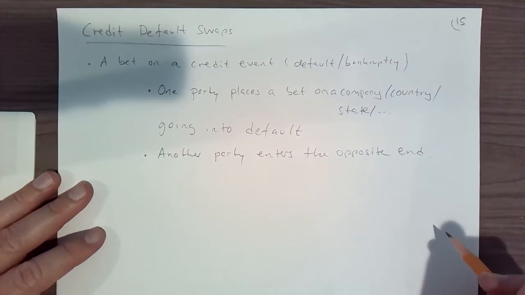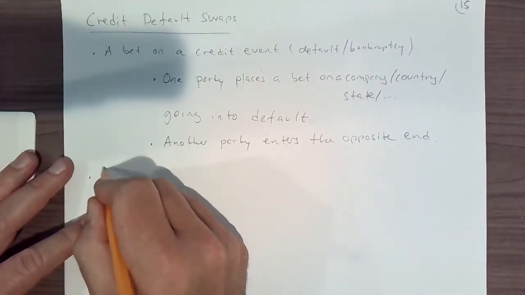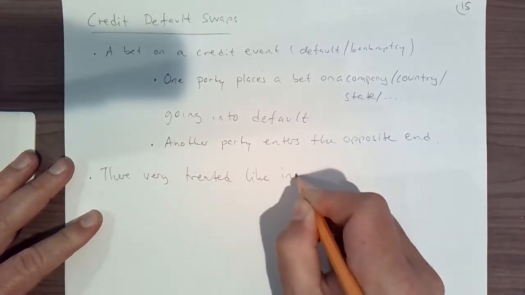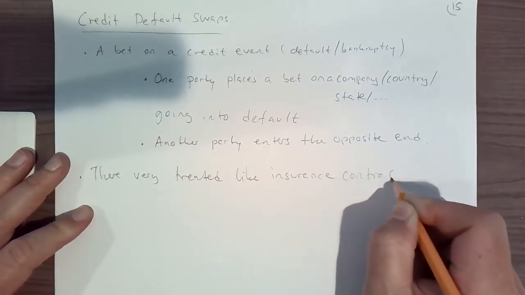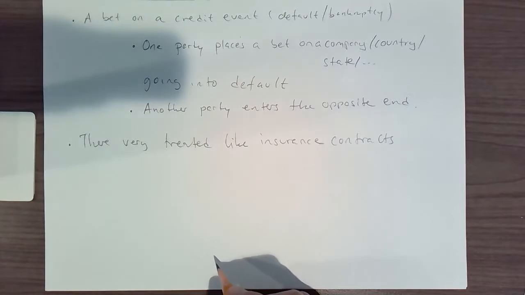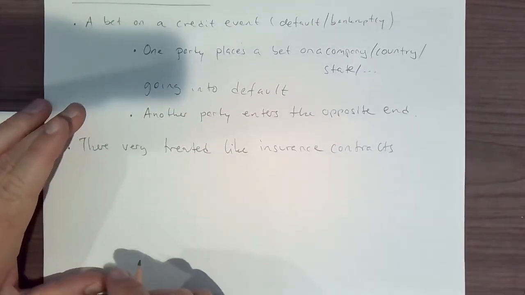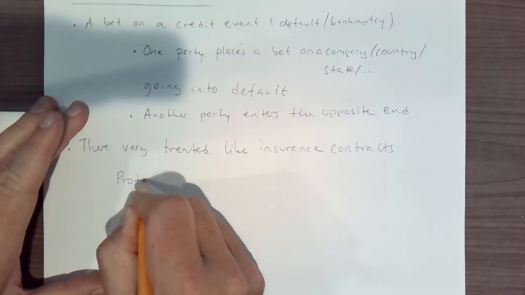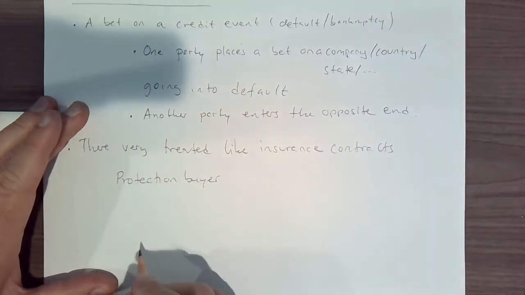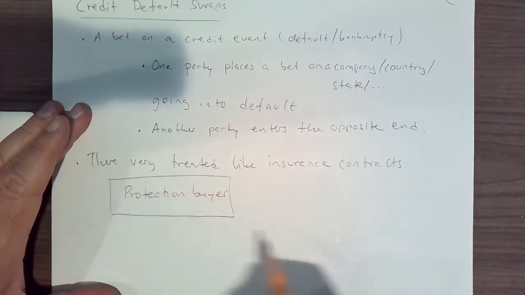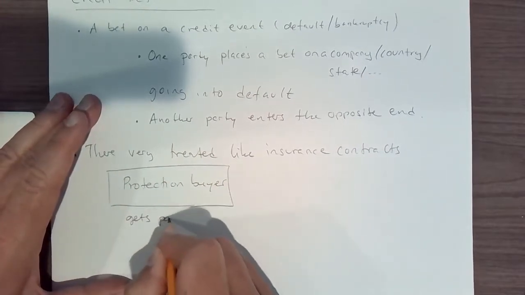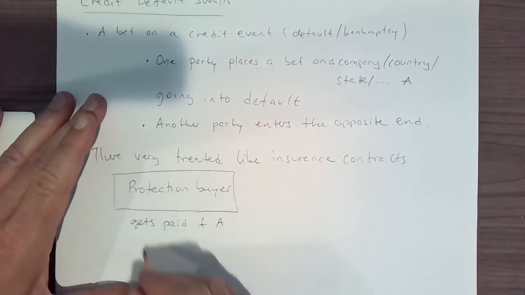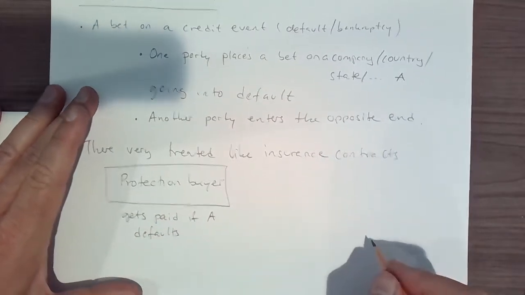Back then, they were dealt with more like insurance contracts. I'm not sure what the current state is, but they were treated like insurance contracts. So they were not considered a financial security. When you talk about insurance, the language is different. You'll say protection. So you have a protection buyer. That's one entity. He gets paid if this company, let's call it A, defaults. And then you have a protection seller.